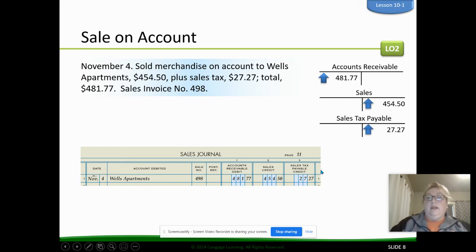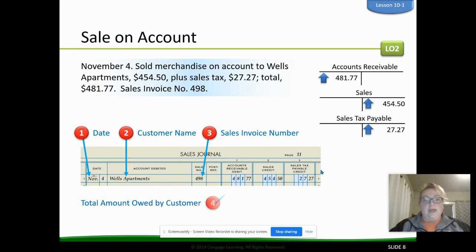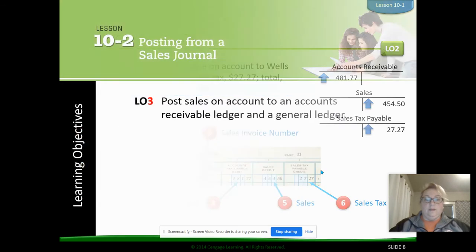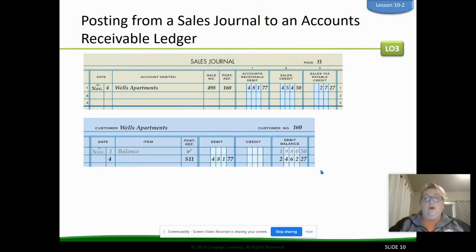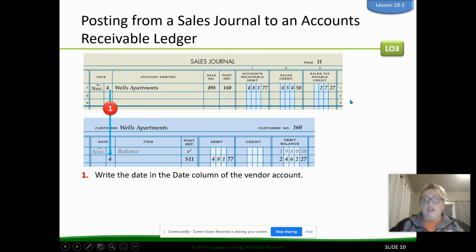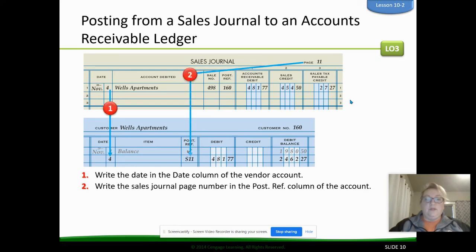Okay. On some of these, you might have to calculate the sales tax, and they'll have it in the instructions what the percentage is that you will need to calculate it. So posting, we're still going to post the individual accounts, and then we would post the column totals. So that hasn't changed. We're still posting individuals, and then we're posting column totals.